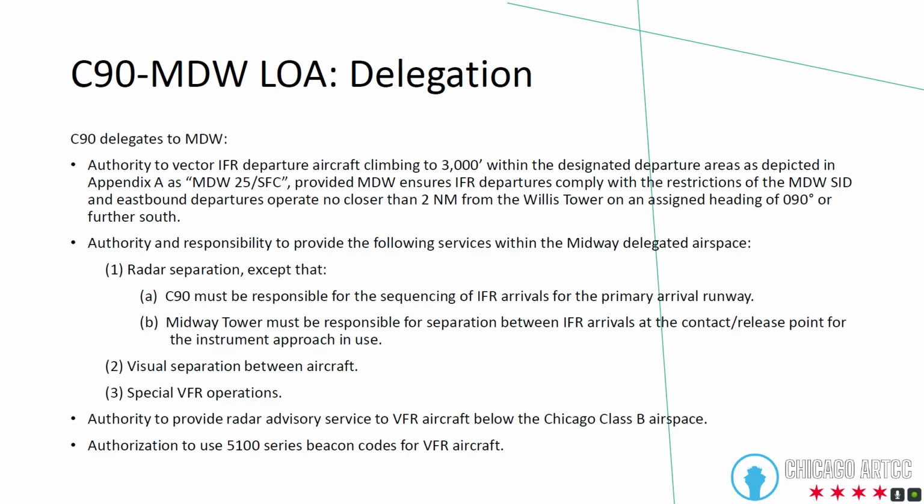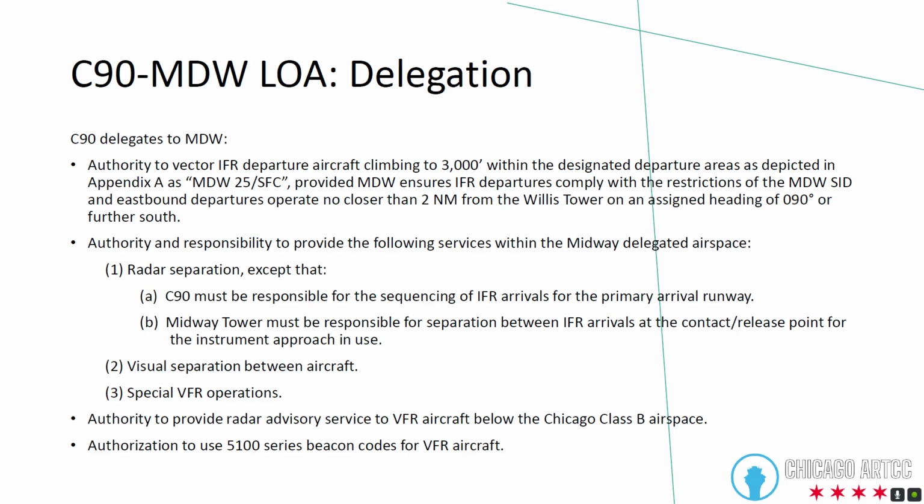Authority and responsibility to provide the following services in the Midway delegated airspace: radar separation, except that C90 must be responsible for the sequencing of IFR aircraft for the primary arrival runway. Midway Tower must be responsible for separation between IFR arrivals at the contact release point for instrument approach and use. This is typically the final approach fix. And if we were to look at the C90 side of this, where it says Midway delegates to C90, it would actually say something along the lines of aircraft should be transferred no later than the final approach fix on an instrument approach. Visual separation between aircraft and special VFR operations.